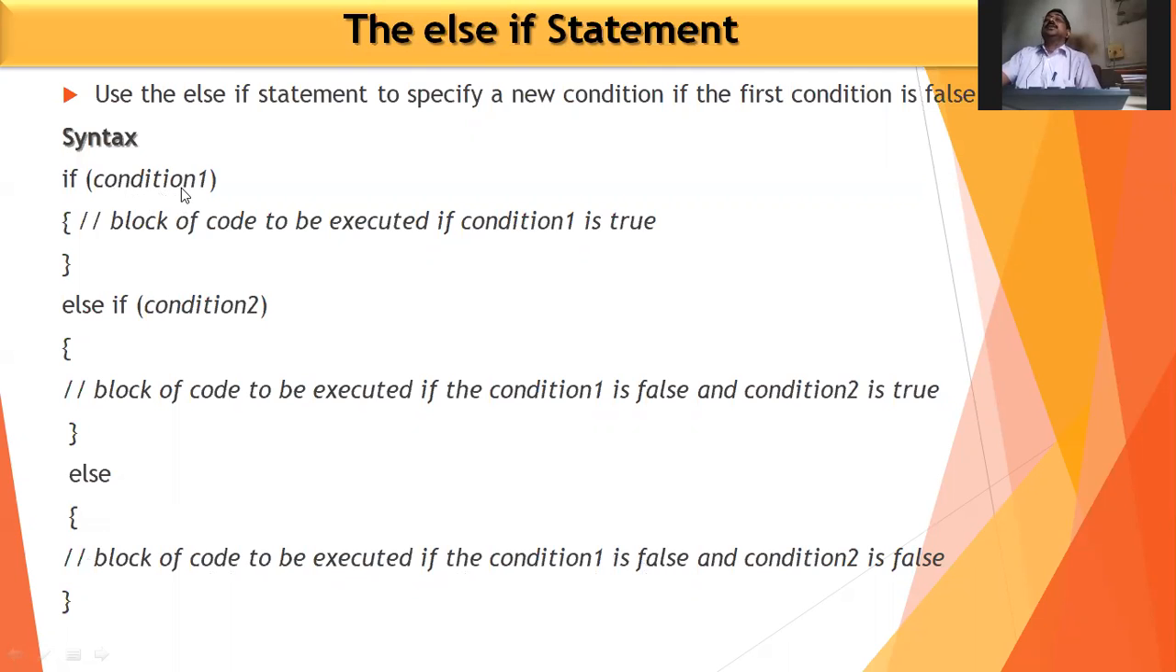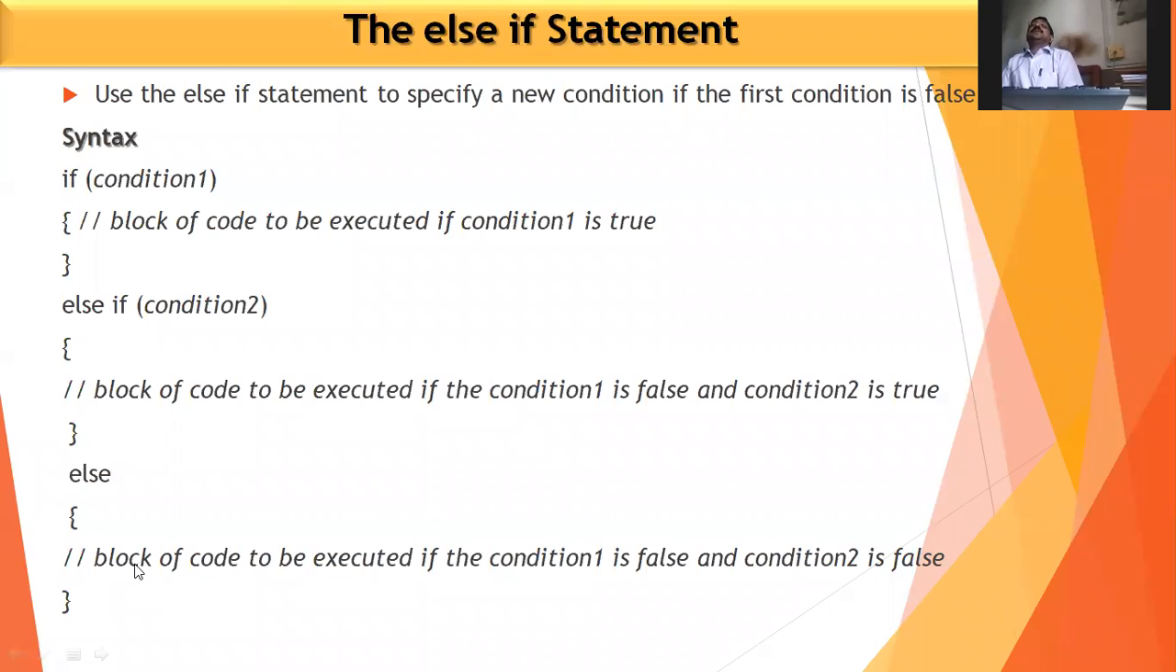Which condition? The first condition, that is the outer condition, will be false. Then the other condition 2 will also be false. So if all of the above conditions are false, then the last else part will get executed. So we can write this type of if and else if a number of times. You can write these ifs inside one if.